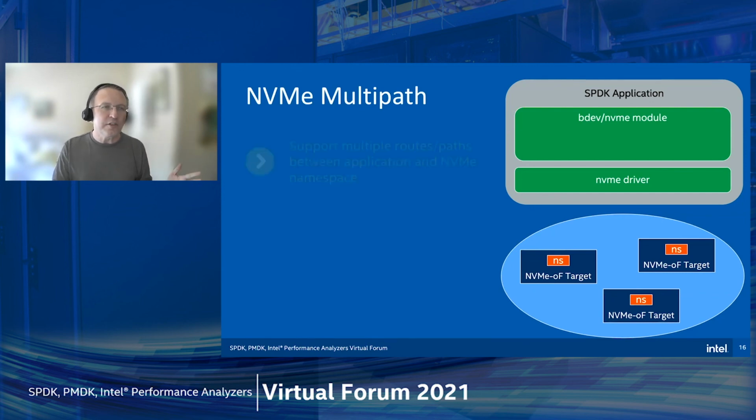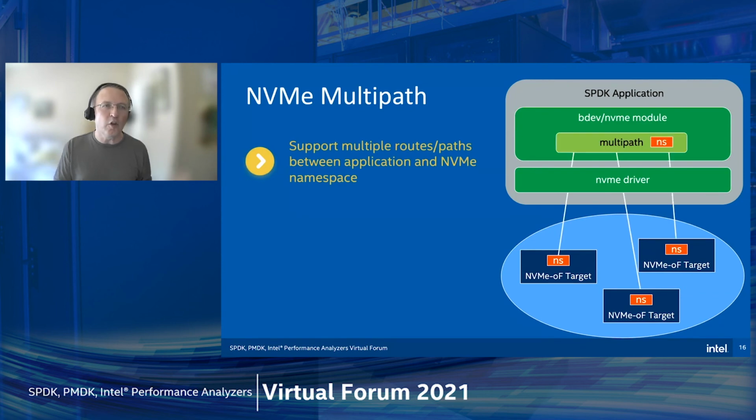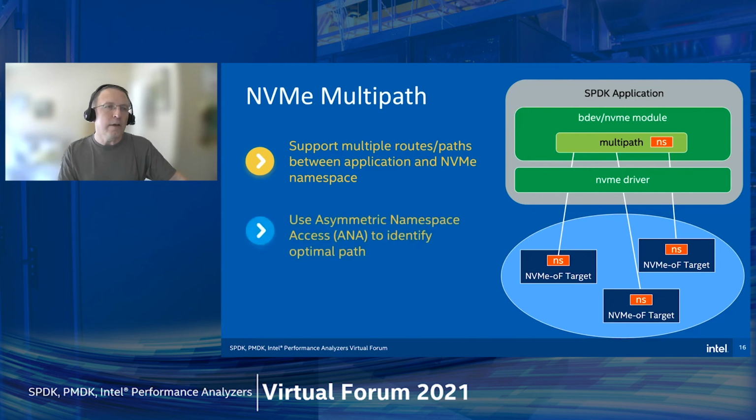On the initiator side, NVMe Multipath is being able to support multiple routes or paths between the application and the NVMe namespace. Of course, this is going to be useful on IPUs, where you want one IPU to be able to access its storage across multiple paths. This is fairly complicated. There's a fairly extensive patch set out that's under review right now. It uses asymmetric namespace access to identify the optimal path. This is going to be a significant focus, at least over the rest of this year, to get this implemented.